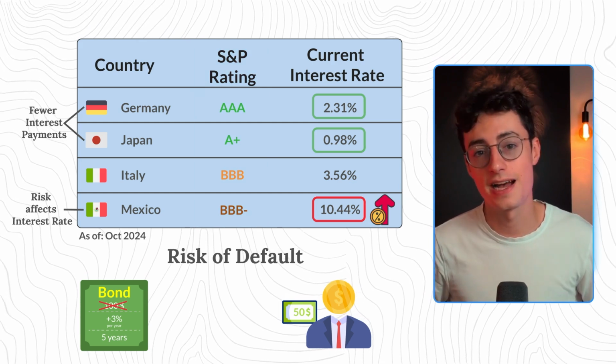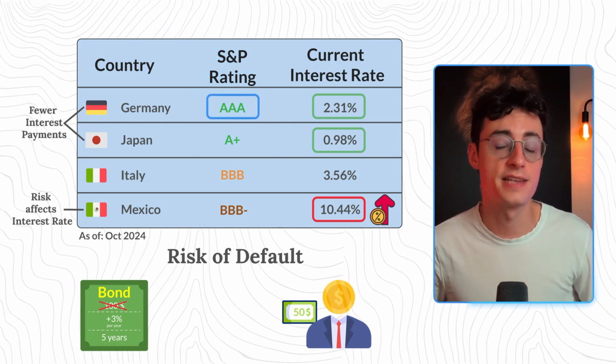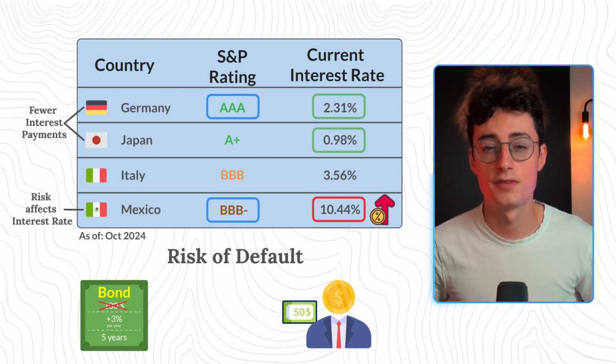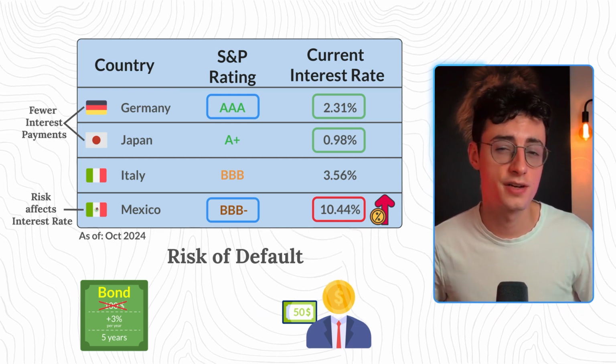Germany, for example, has the highest rating of AAA, while Greece has a BBB rating. Companies can't achieve a AAA rating as they are inherently riskier than governments.